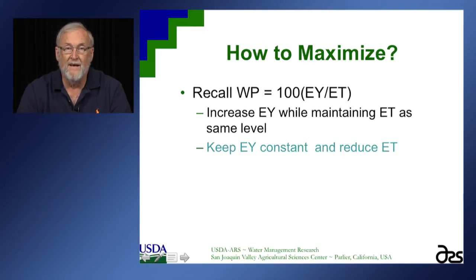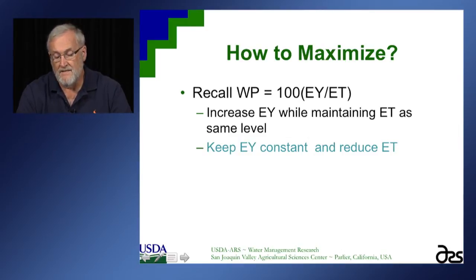So how do you maximize it? Going back to the equation, you have two terms, the yield and the applied water. As you can imagine, you can vary one of those variables and hold the other one constant. So you could try to increase the yield while maintaining the same evapotranspiration, or ET, value, which would increase the water productivity. The alternative is to try to maintain the yield and reduce the applied water.